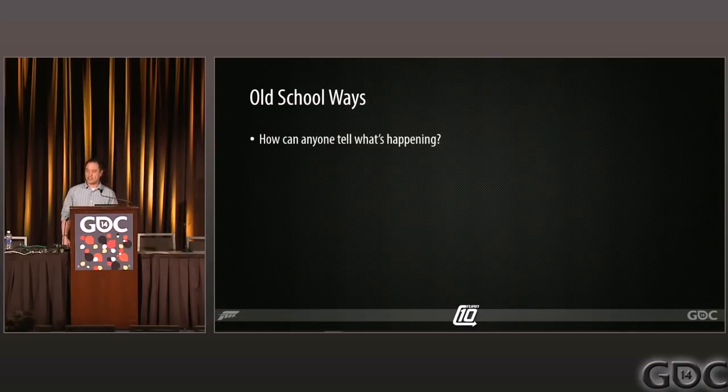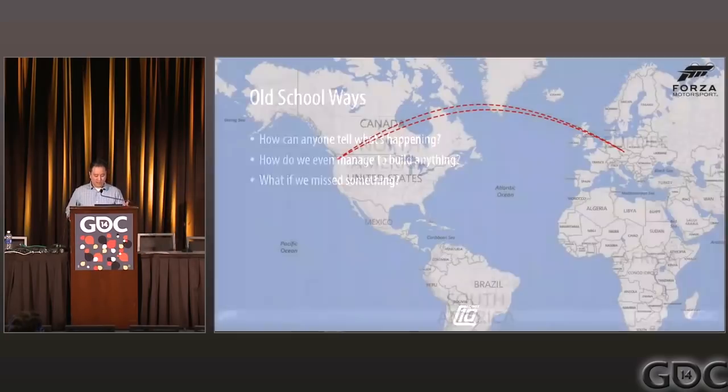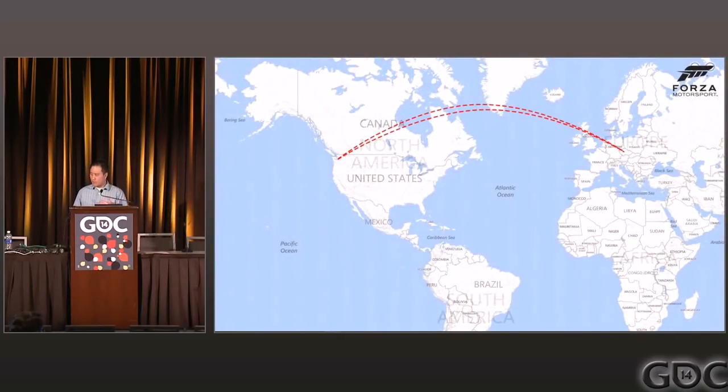Some of the questions that we found ourselves asking are: how can anyone tell what's happening with this reference that we're gathering? Second, how do we even manage to build anything out of all this stuff that we come back with? And the biggest question of all is, what if we miss something? Just to touch on that real quickly, when we started our process for Forza 5, we knew that no matter how complete you try to be with these old reference techniques, there's always something that you're going to miss.